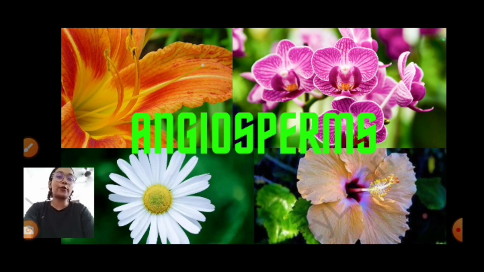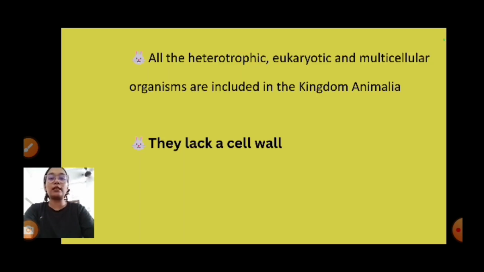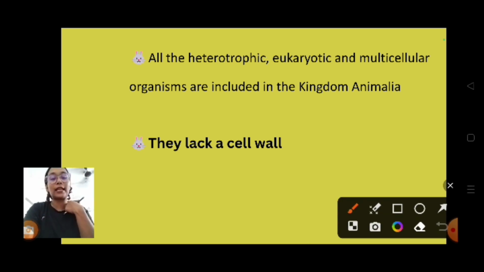Moving on to the next slide. We did kingdom Plantae. Details we'll study in chapter 3. Next comes kingdom Animalia. Here also we will see the gist of it, because there is one whole chapter on kingdom Animalia, chapter number 4, the animal kingdom. Let us see some easy characteristics of kingdom Animalia.